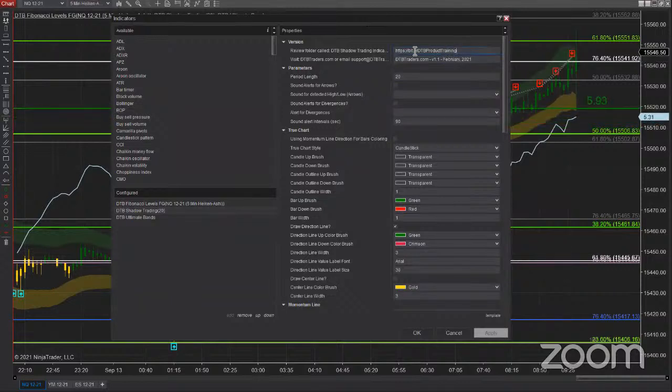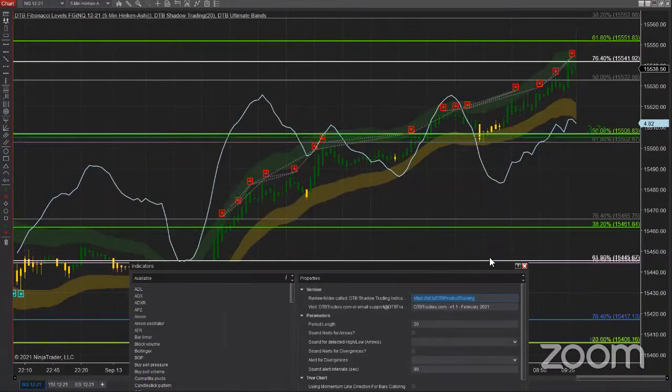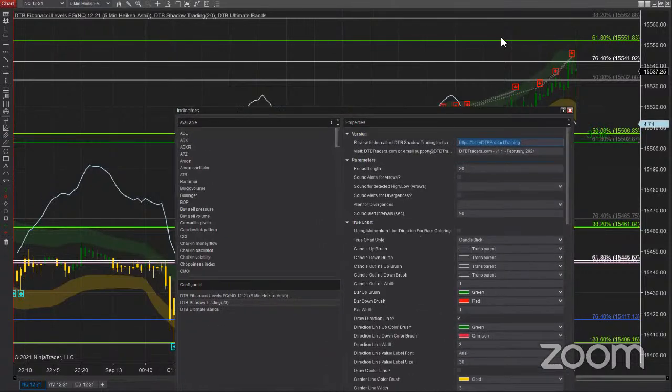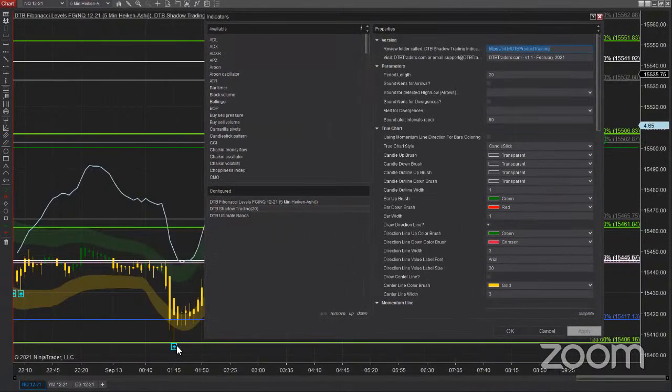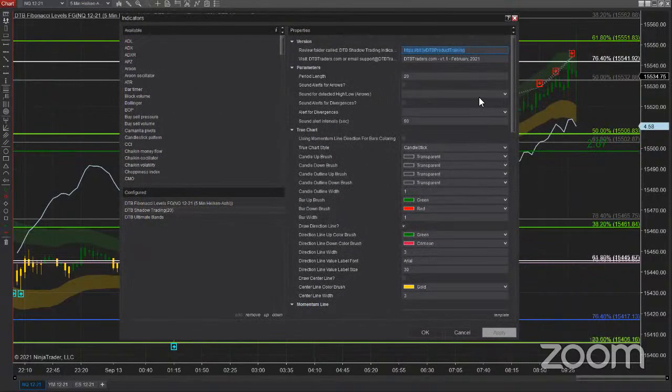If you go and look in the properties section of the indicator, you copy and paste this into your browser, it'll bring up a folder with all the tools and all the supporting documentation for the tools. So we've got sound alerts for arrows. If you notice on the chart, you're going to see these red arrows. At the moment, there's lots of red arrows, and at the bottom, you'll see a cyan arrow. So you can activate sound alerts for those arrows, and you can also activate sound alerts for the divergences.